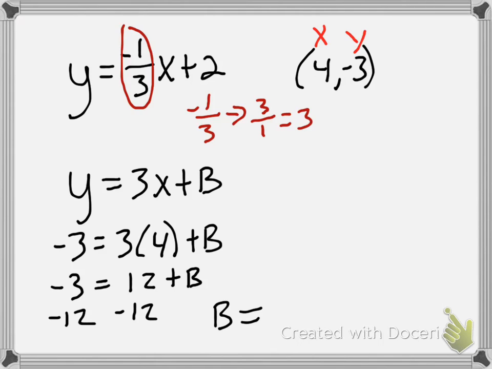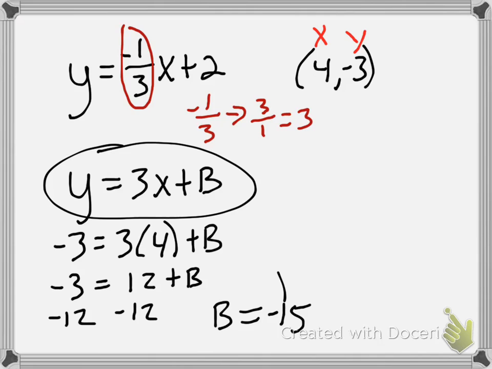So -3 minus 12 is -15. And again, we have to make sure we finish this equation. We know it's going to be just like this one, except now I found my b value. I just have to plug b into its place. So our final answer is y equals 3x minus 15.